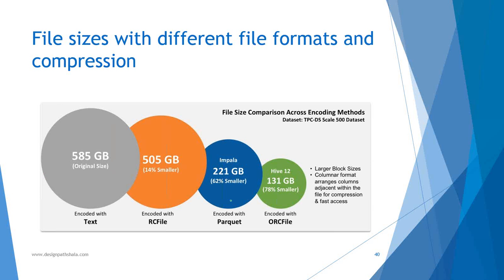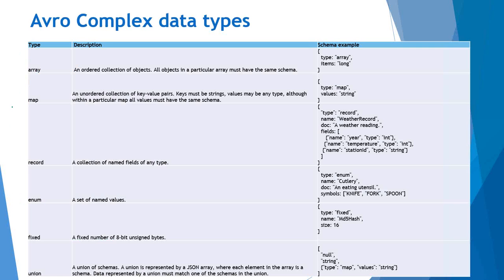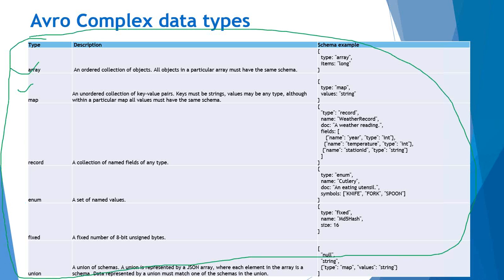There's a picture copied from somewhere. Avro files support different data types: long, boolean, float, double, bytes, strings, and they also support complex data types like array, map, record, enums, and things like that. So you not only store regular text, but they support different and complex data types. You can store the data in different complex data types in the Avro files.